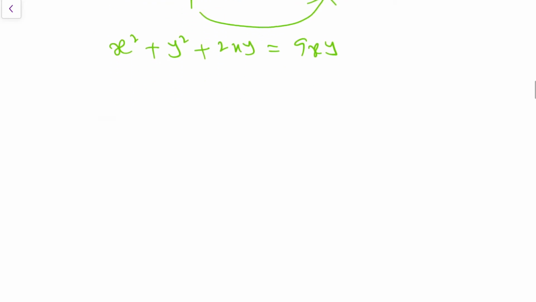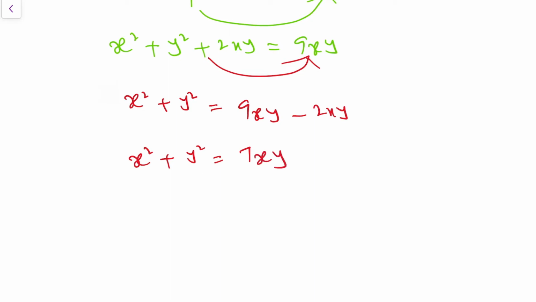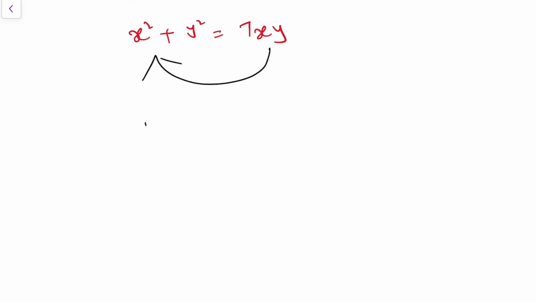Now take 2xy also to the right side. x square plus y square equals plus 2xy; if you take it to the other side, it becomes minus 2xy. So x square plus y square equals 9xy minus 2xy, which is 7xy. Now keep the number on the right side only and bring xy to the left side.